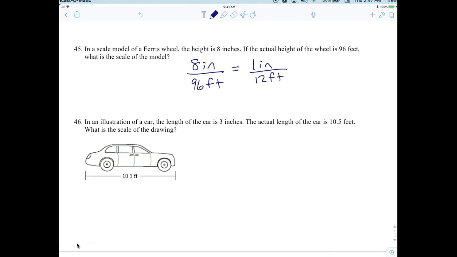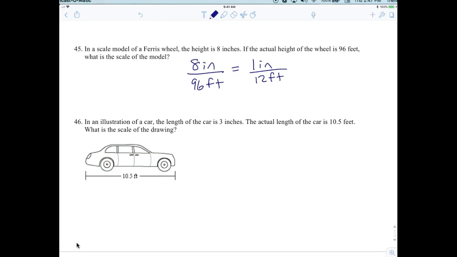Everybody do that on your calculator. Or you can just reduce the fraction, 8 over 96. And you get what? 1/12. Exactly. So that means that for every inch, it is what? 12 feet. So we just reduce the fraction. Very good. All right.